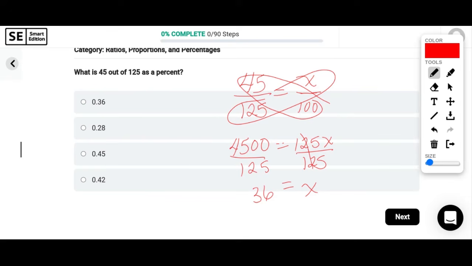36. Okay, so my answer here is written as a percent, so I need to go from 36% back to a decimal. So I have to swoop it twice to the left. 0.36 would be my answer.